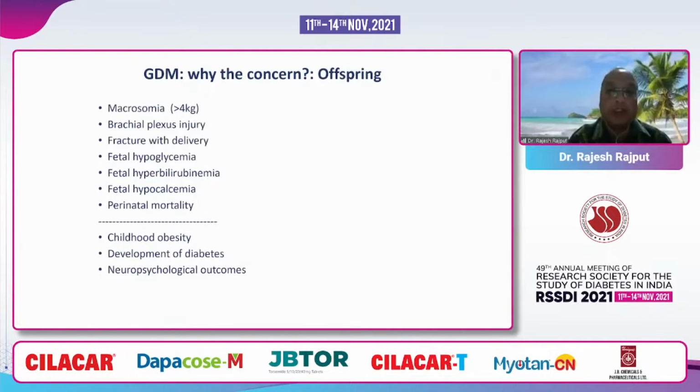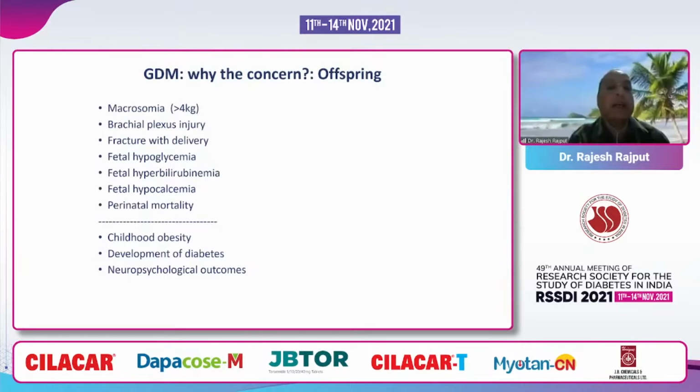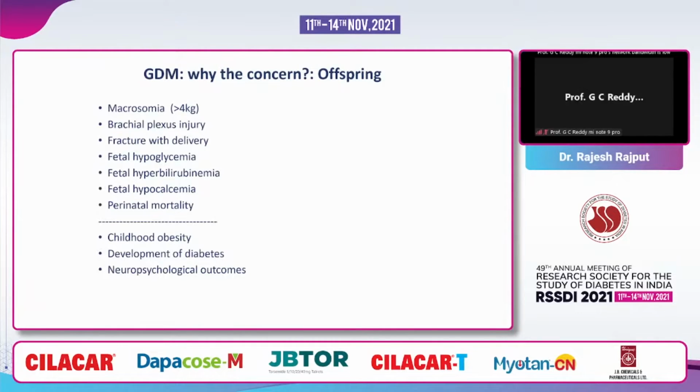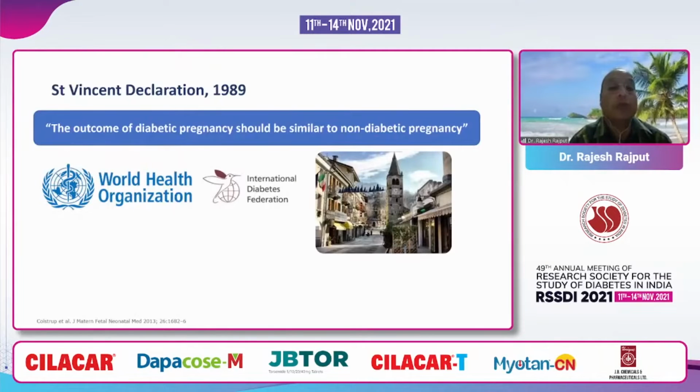If we look at concerns for the baby, these include macrosomia, which means increased risk of birth injuries, which are highlighted here, fetal hypoglycemia, fetal hyperbilirubinemia, fetal hypocalcemia, and increased perinatal mortality. Apart from these birth issues, children born to a GDM mother have increased chances of childhood obesity. They are at increased risk of development of future diabetes and neuropsychological outcomes.